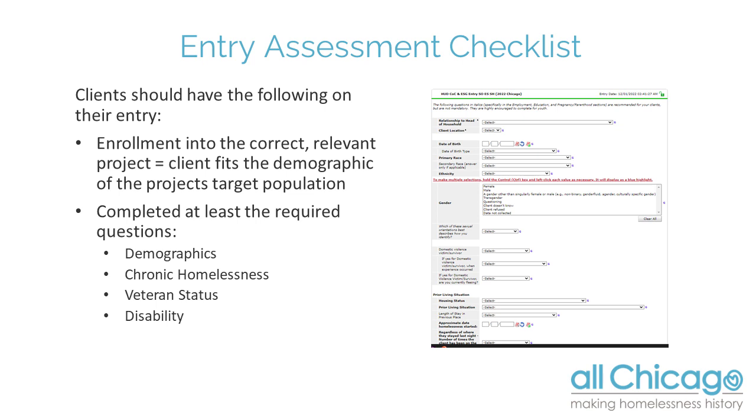Entry Assessment Checklist. The entry assessment is intended to be completed by all project types for the point in time count. This would include emergency shelters, transitional housing, and safe havens. The clients enrolled in these projects should be verified to ensure that the client demographic matches the target population of the project. The clients enrolled are required to have at least the demographics, chronic homelessness, veteran status, and disability assessment questions completed.